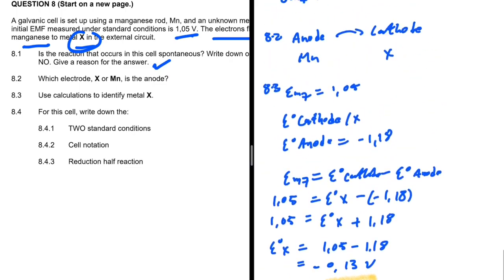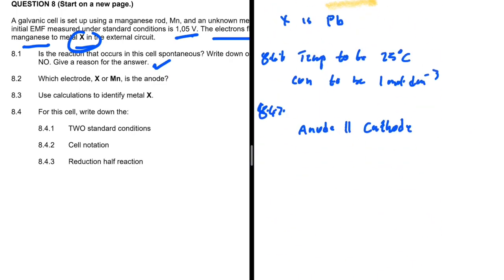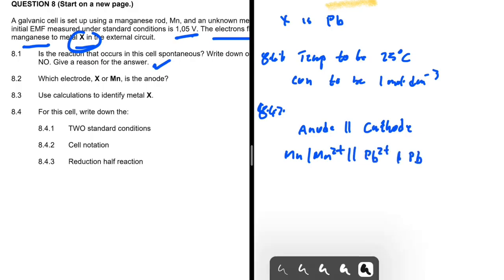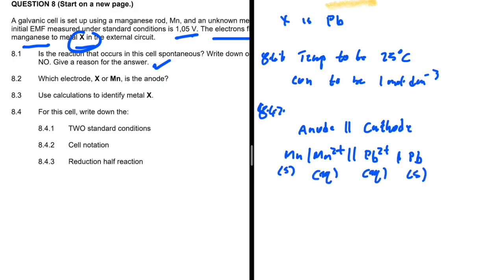So at the anode, we have Mn, like we talked about, right? So we're gonna have Mn, the metal, and then Mn to the 2 plus, the salt bridge, and then Pb to the 2 plus, and then we have Pb. We can show the states here: that is a solid, that is also a solid, and here we have aqueous solutions. We can even go further to show the concentration, that the concentration of these aqueous solutions should be 1 mole per decimeter cube.